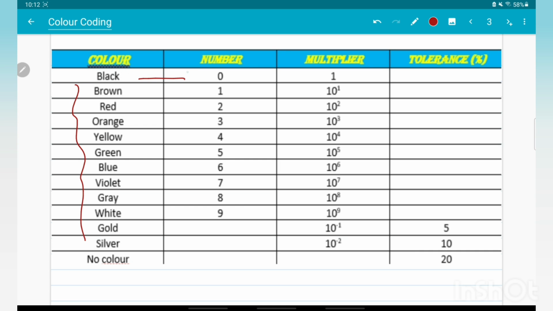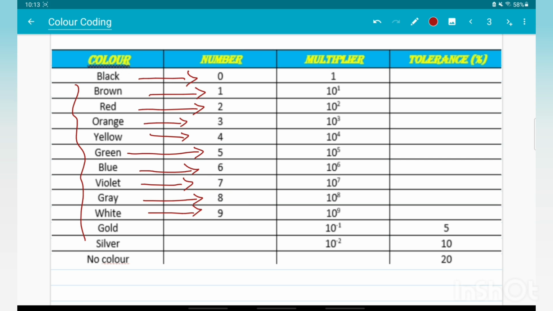The value for black is 0, then the value for brown is 1, the value for red is 2. So it basically means that in the carbon resistor, if you have the color red, then you have to take this value as 2, or if you have the color green in one of the bands, then you have to take the value as 5. Like that all these have particular values: blue has 6, violet has 7, grey has 8, and white has the value 9. So these are the different numbers assigned to all these colors.